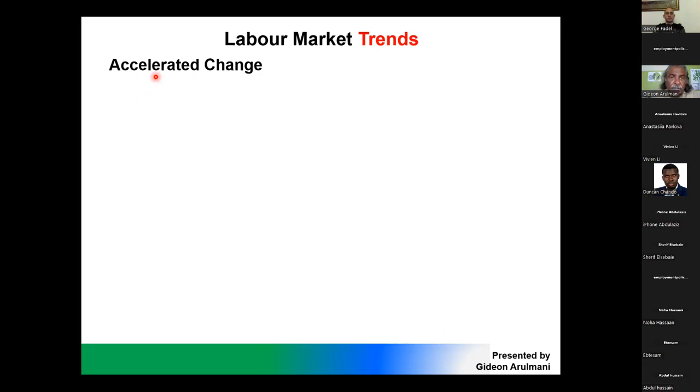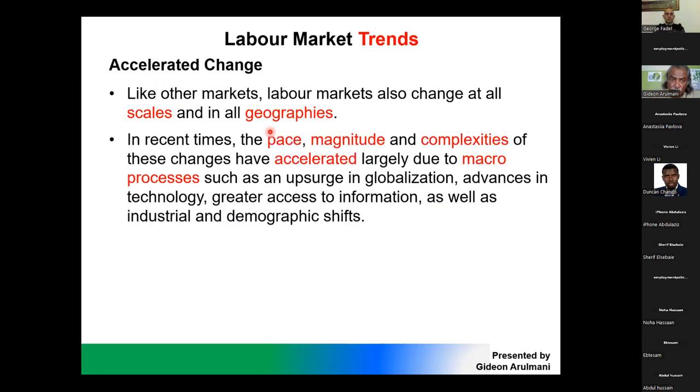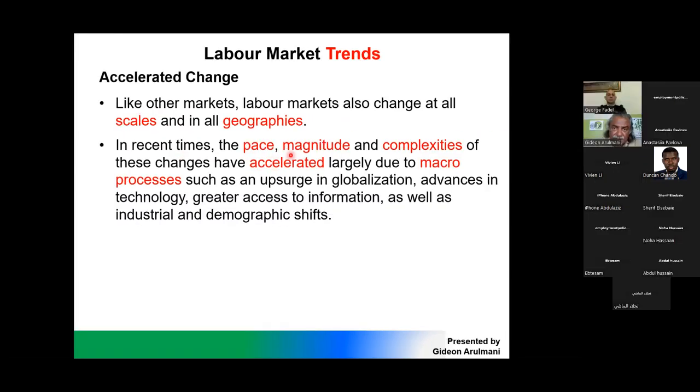I've said it earlier on, but if you take software engineers, they tell me that if they are not keeping up to date at 6-month periods, they become out of date. So the change is so much faster. Like other markets, labor markets also change at all scales and in all geographies. In recent times, the pace, magnitude, and complexities have accelerated. Why? Due to these macro processes, global processes over which we have very little control. Globalization, advances in technology, greater access to information, and these other shifts.